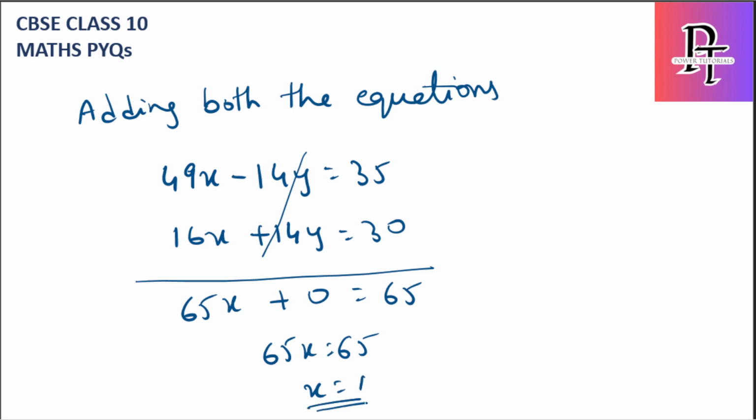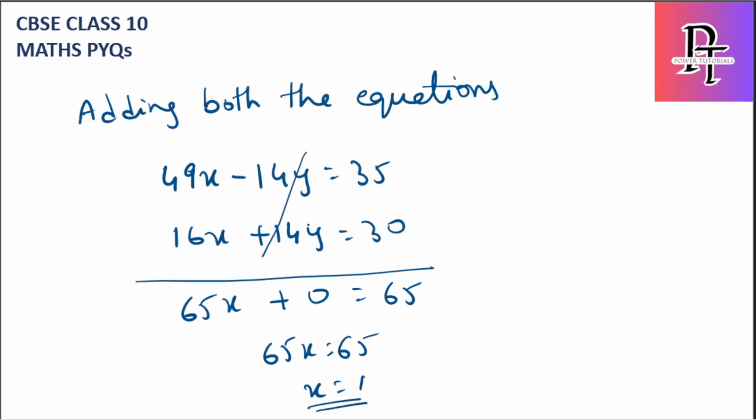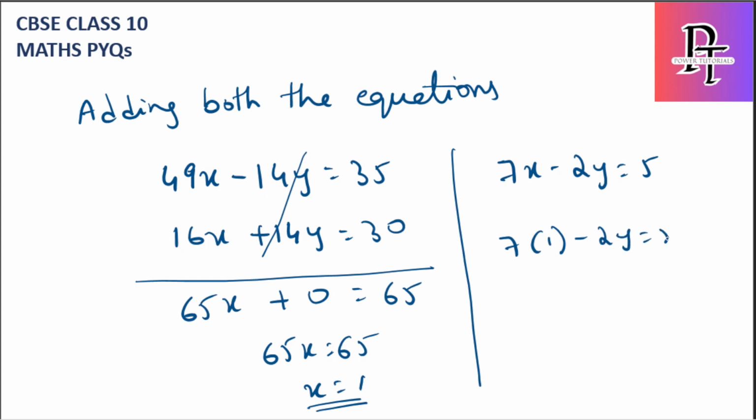We got one variable. Now substitute in either of the equations. I will use the smaller one when compared to this. This is smaller, so let's go with this one. 7x minus 2y equal to 5. X value is 1. I'm substituting the x value here. 7 into 1 minus 2y is equal to 5. 7 into 1 is 7. Minus 2y is equal to 5.